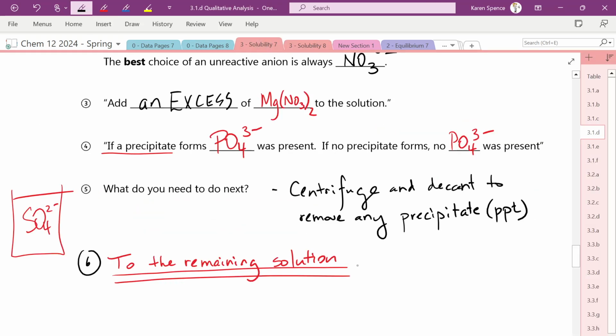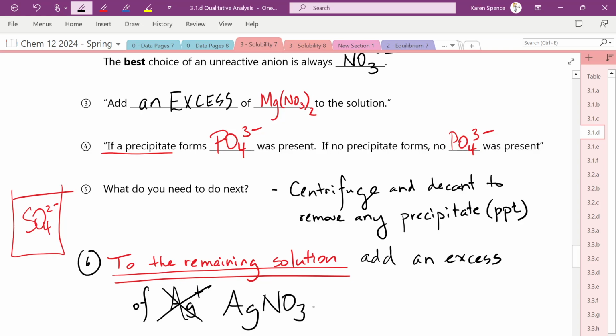So what's the next word? To the remaining solution, add. How much? An excess of Ag plus, of AgNO3. Okay, we cannot just add Ag plus by itself.